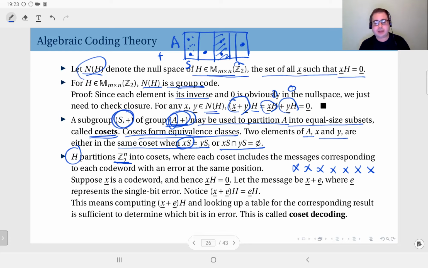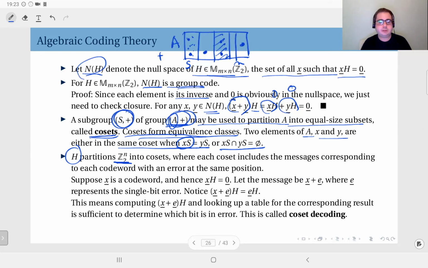Another coset has all the code words that have an error in this position. Obviously, this is a disjoint set from the subset of code words. Another coset, a third one, has all the messages that are corrupted in the second position. Another one has this position, another one has this position, etc. So you see, you have 8 possible cosets, and each coset will give you the position in which the error is present.